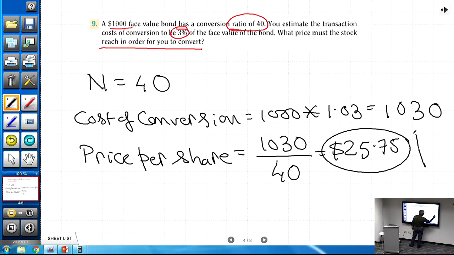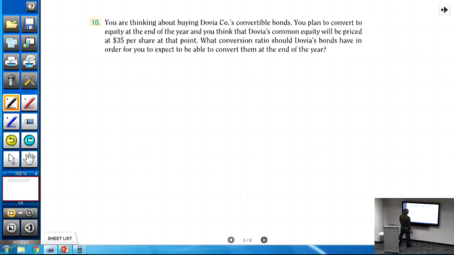This suggests that if the stock price goes above 25.75, then it would be worthwhile for me to convert my bonds into stocks. So at 25.75, you're indifferent. Any stock price above 25.75 would be of great benefit to you to convert your bonds into stocks.